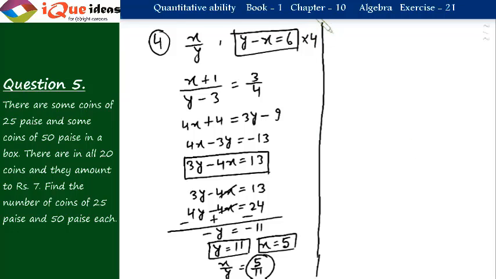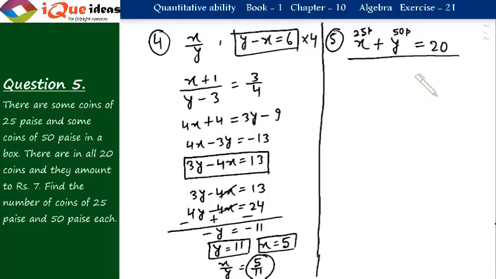Now the next question, question number 5. It says, there are some coins of 25 paisa and some coins of 50 paisa in a box. There are in all 20 coins. So let's assume that there are x coins of 25 paisa and y coins of 50 paisa. So x plus y should be equal to 20 because the total number of coins is 20. This is one equation.